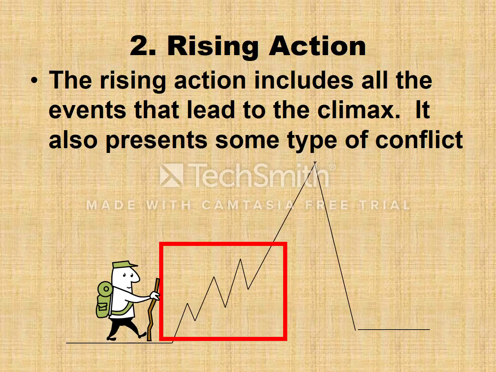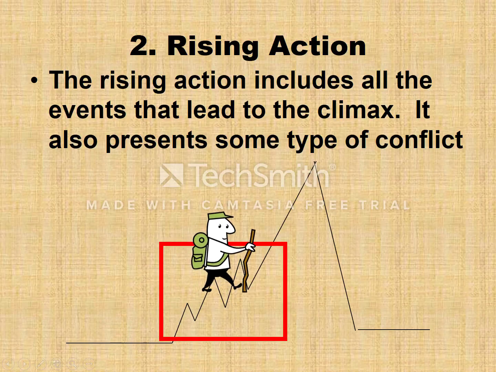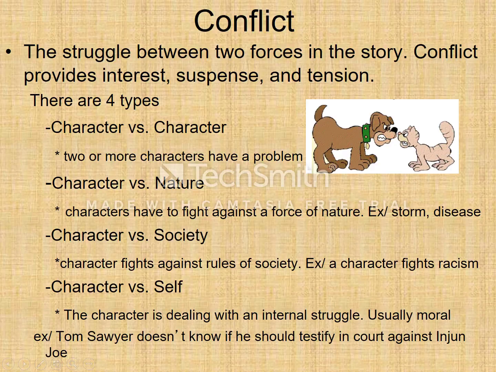And then this leads us to the rising action, the second element of a plot diagram. The rising action includes all the events that lead us to the climax, and often the conflict is introduced in the rising action. And there are 4 different types of conflicts we're looking at. You have character versus character, character versus nature, character versus society, and character versus self.